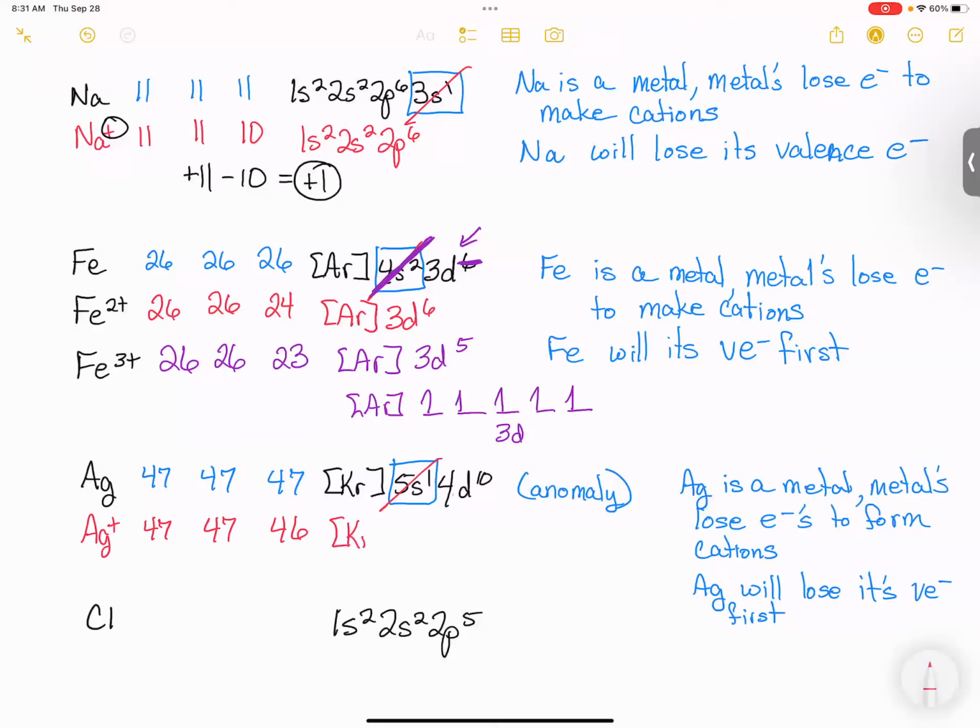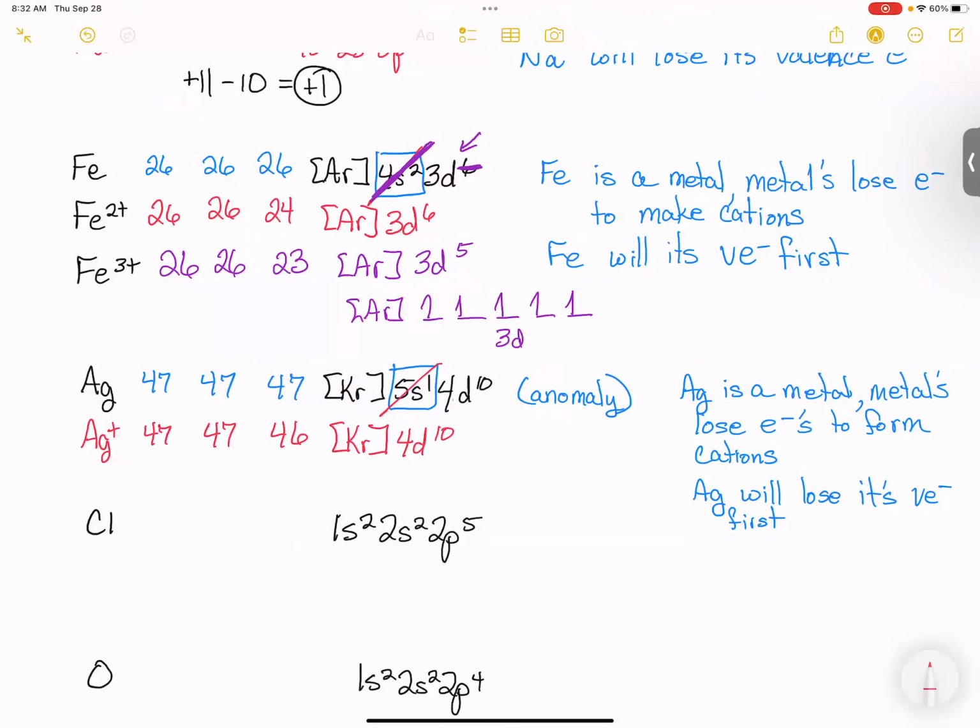And the electron configuration is krypton 4d10 because we lost that 5s. It only forms a +1 charge because by losing that 1 electron, what's left is a full subshell. Questions about the cations?